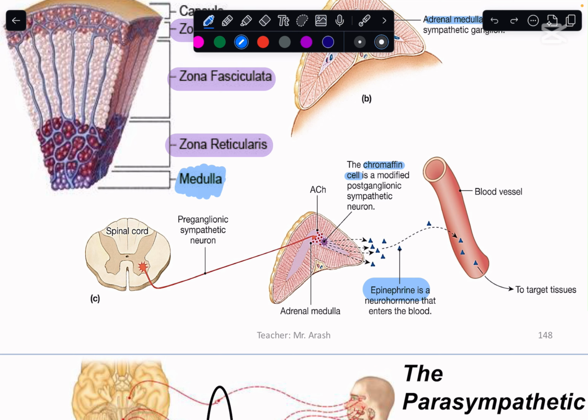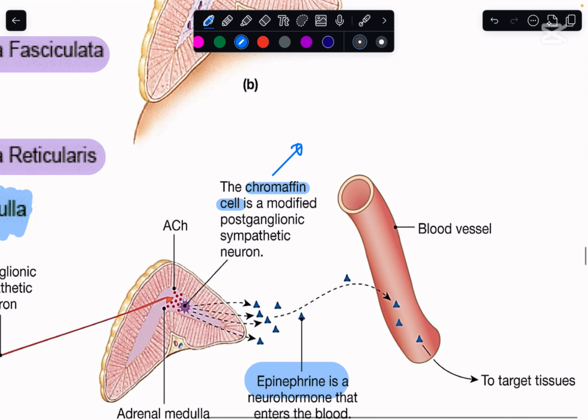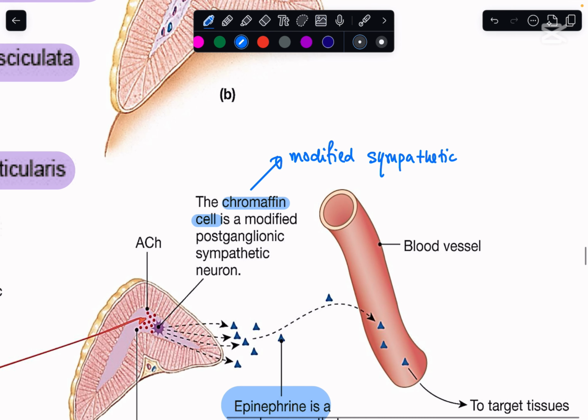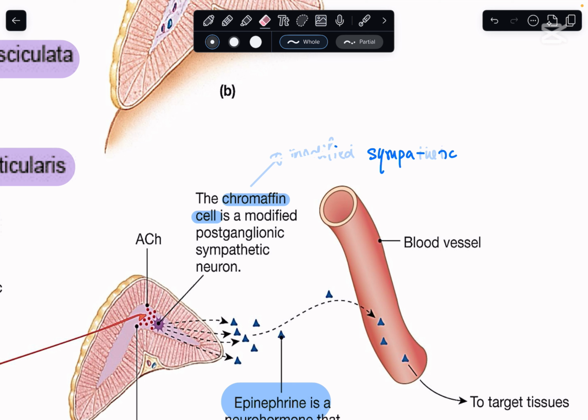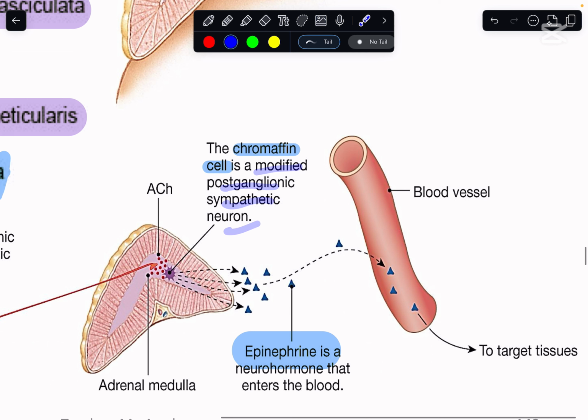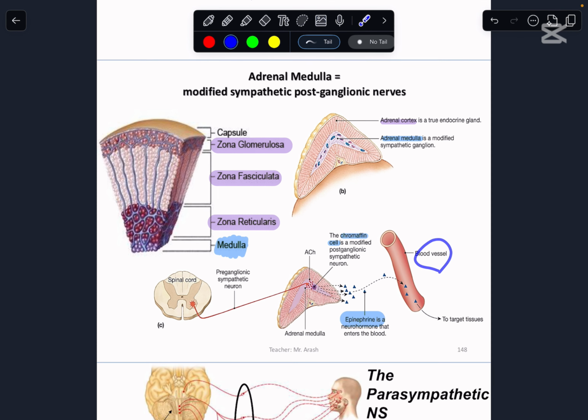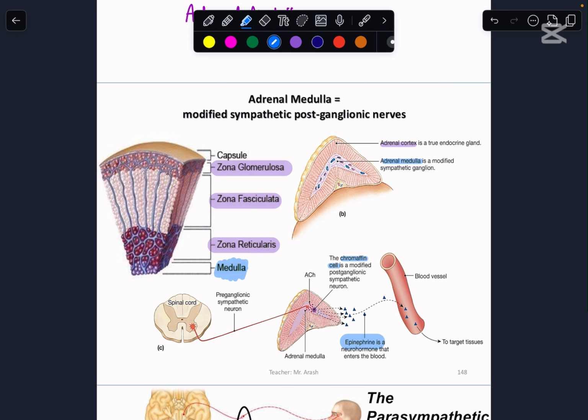So more specifically, these are basically modified sympathetic. Oh, it says right here. I don't need to write that down. These are modified postganglion sympathetic neurons. Okay. So that being said, you've got your adrenal medulla, it releases epinephrine, which then, as you can see, is affecting these blood vessels. So that's essentially the story behind adrenal medulla. So hopefully that's clear now.